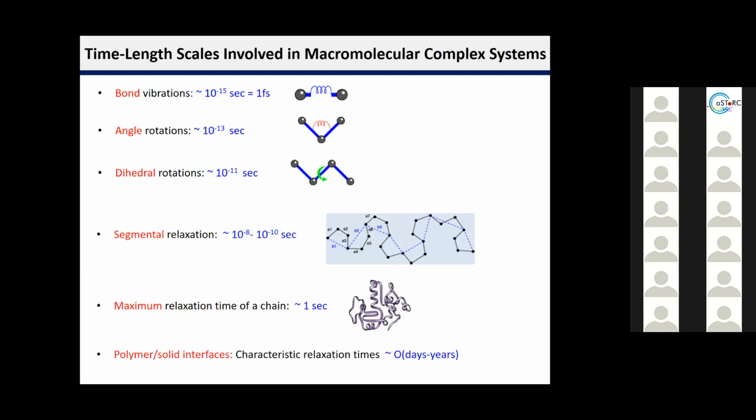Here we can see the time and the length scales involved in macromolecular complex systems. For the chemical bonds, we observe bond vibrations in the order of 1 femtosecond. Moreover, when we increase the number of bodies we observe, the characteristic times become much larger. For example, we can see this for the angle and dihedral rotations.